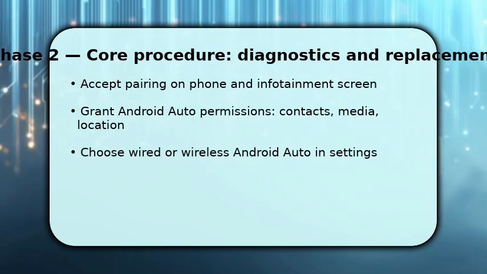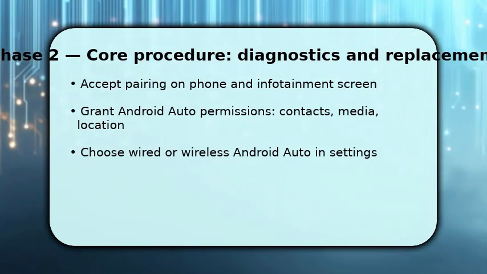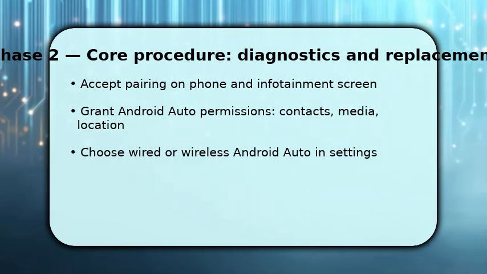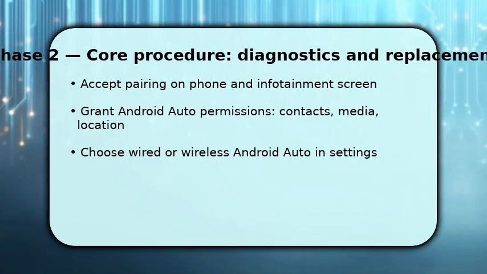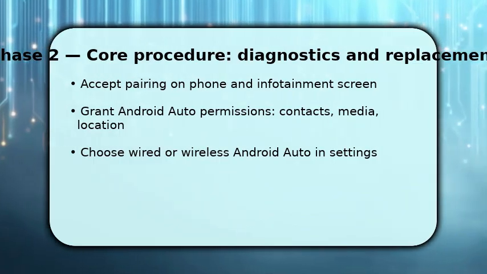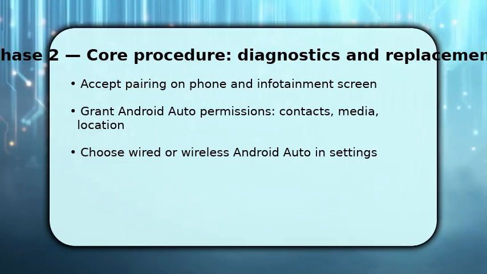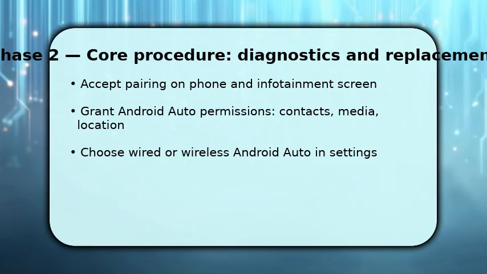You will now complete the middle steps to let Android Auto control your interface. Pair the phone with the Civic using the infotainment prompts. Confirm the PIN if shown and allow the car to access phone features. Then grant Android Auto permissions for contacts, media, and location so navigation and calling work smoothly.